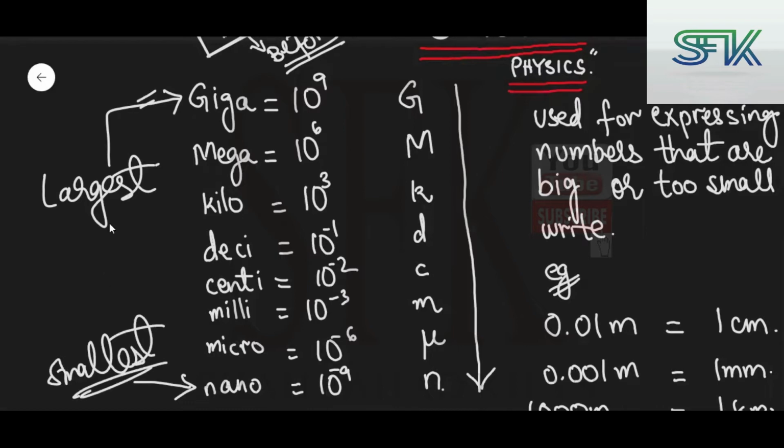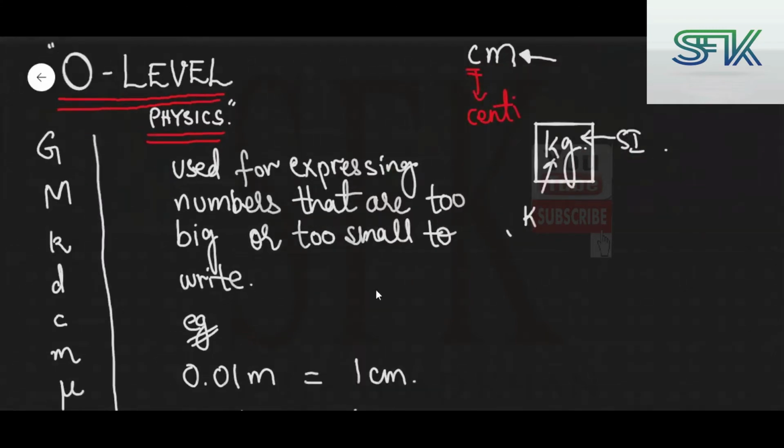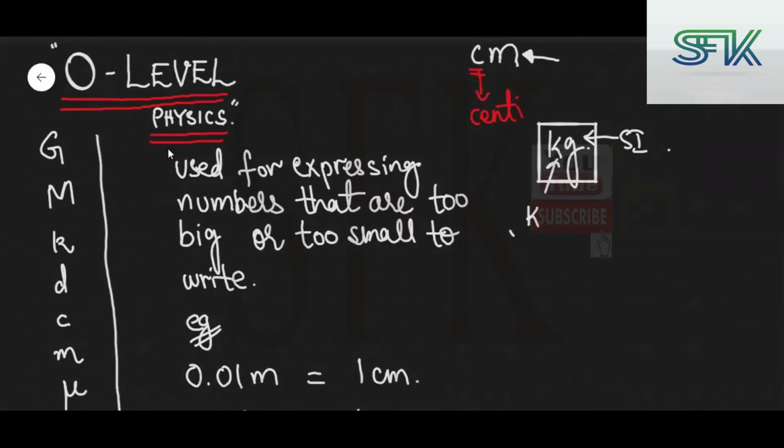Now, why do we need to use these? Why can't we use some numbers directly without using the prefix? The reason is that they're used for expressing numbers which are either too big or too small to write. So we actually use prefixes for our own ease, so as to handle the numbers with ease.